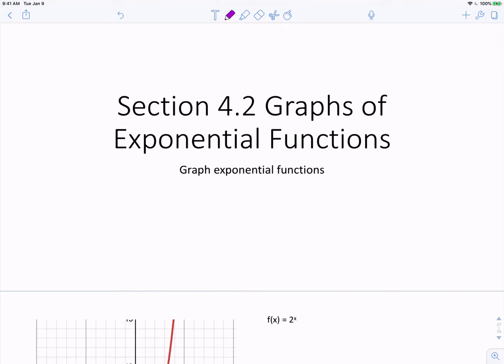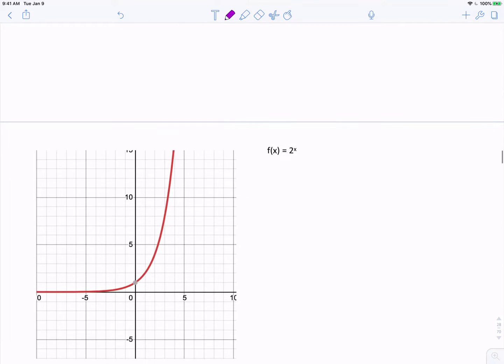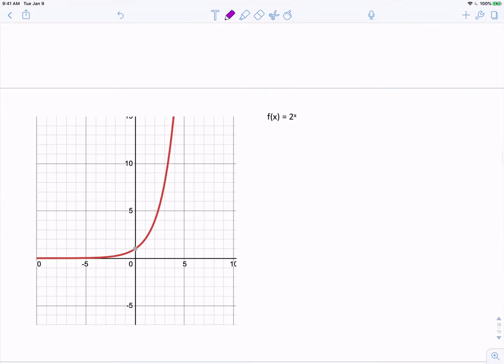Graphs of exponential functions. Usually when we want to graph an exponential function, we'll just use technology. So in this section, all we're going to do is highlight some of the features of the graphs of an exponential function. Shown here is a graph of the function 2 to the x.